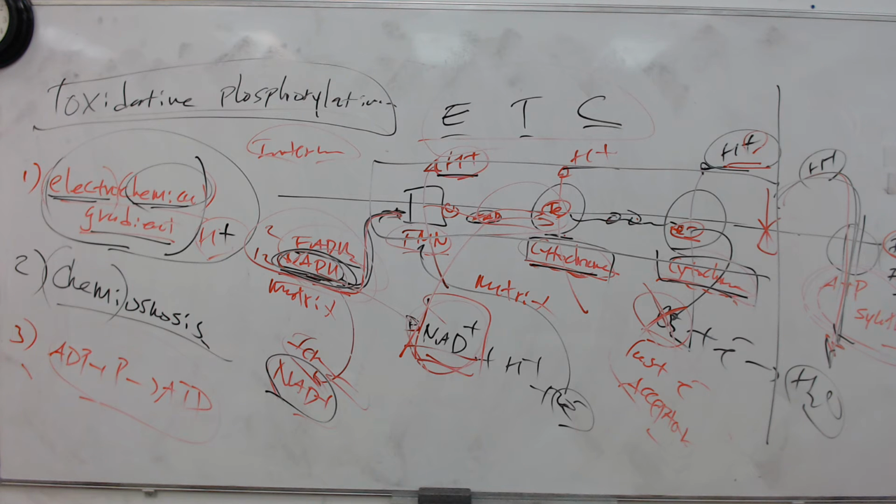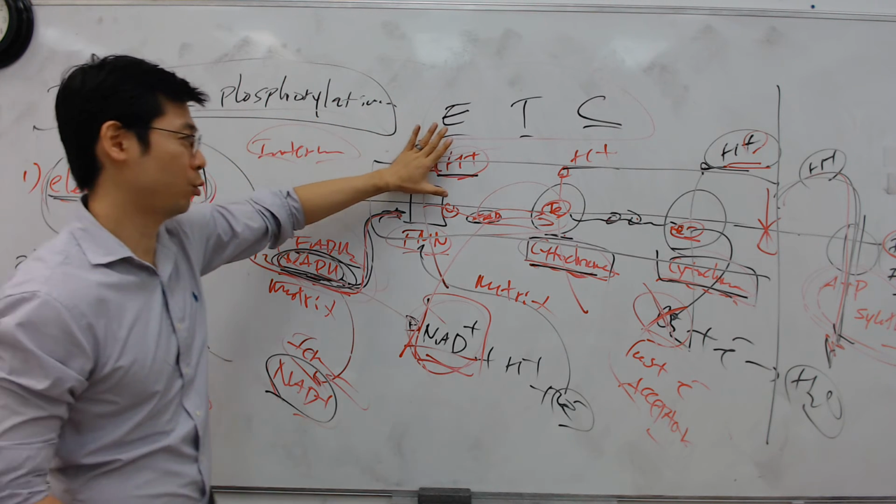So ETC and ATP synthesis are coupled by what, guys? The electrochemical gradient of H plus, because that is the result of the ETC. So the question is, what uncouples them, what gets rid of that? These two are tied together by the greater concentration of H plus on one side, the electrochemical gradient of H plus.